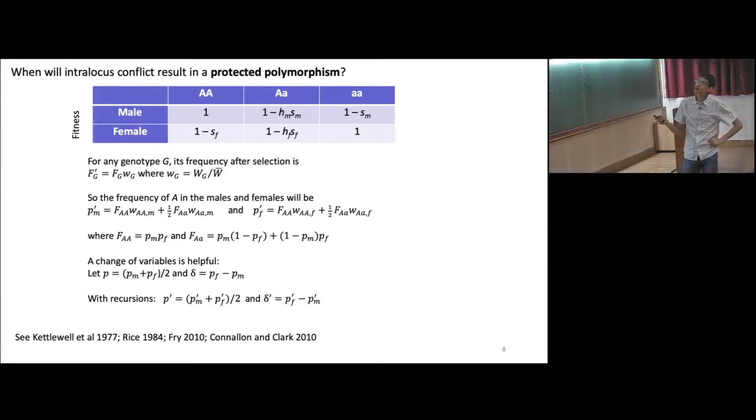So this controls the dominance. If you make this 0, then the big A allele is dominant. If you make it 1, then the little a allele is dominant. And if you make it 1/2, it's exactly intermediate. That's what we call the additive model, the same additive model that Guy was talking about.